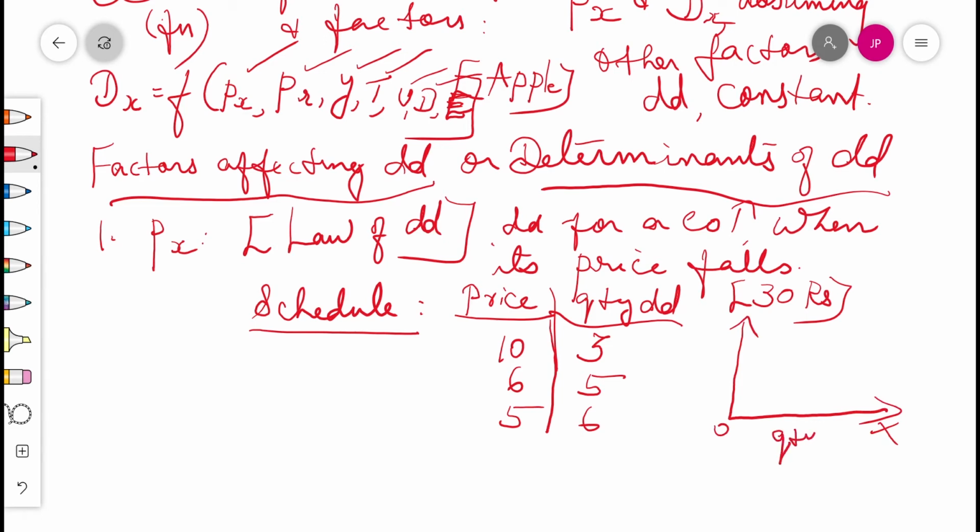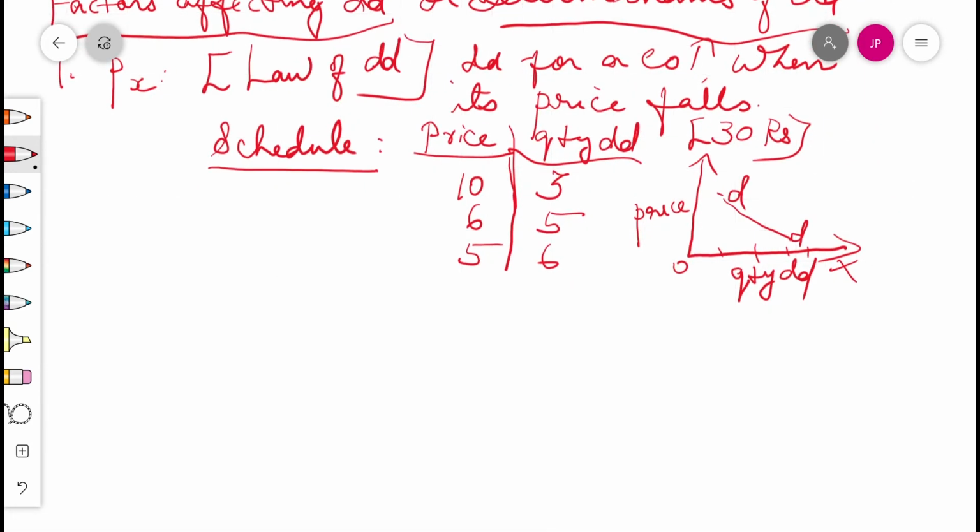Here we are writing quantity demanded, same thing we learned, and here price. The DD curve is a downward sloping curve. That is the inverse relationship between price and the quantity demanded. Isn't it? Price of the commodity. So this is called the law of demand, Professor Marshall's law. It's not changing. It can be applied to all normal goods. Law of demand, what is that?